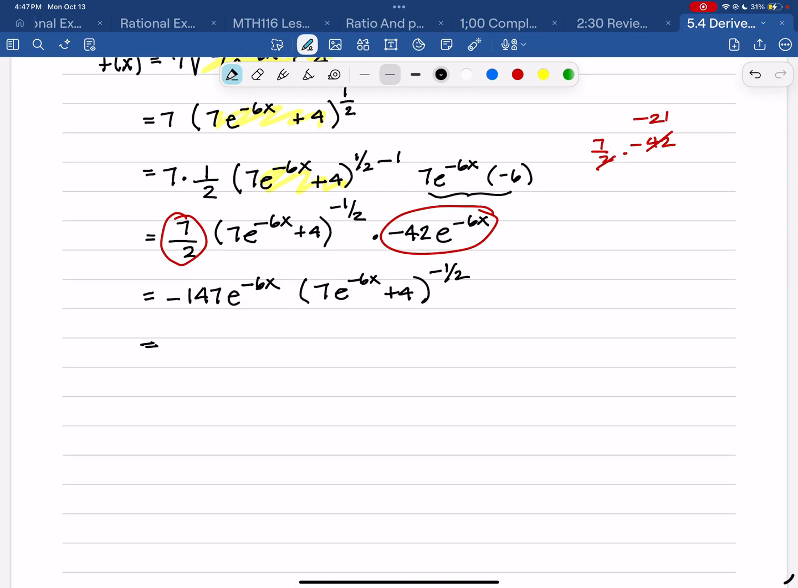So that ends up being negative 147 e to the negative 6x over, now all of this has a negative exponent, so it's going to the denominator, and I'm going to change it back to a square root of 7e to the negative 6x plus 4. So it's in the denominator because it's negative, and it's a square root because it's a 1/2.